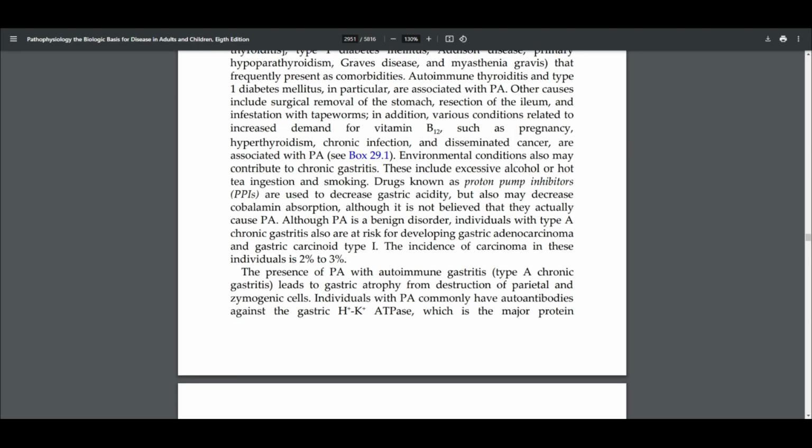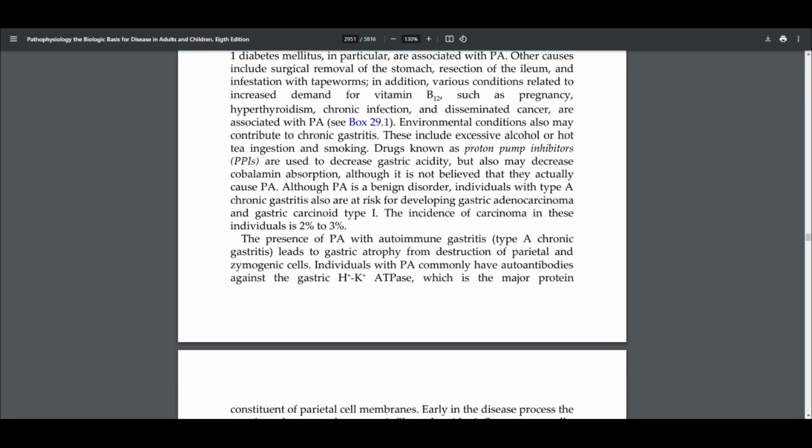Environmental conditions also may contribute to chronic gastritis. These include excessive alcohol or hot tea ingestion, as well as smoking. Drugs known as proton pump inhibitors, or PPIs, are used to decrease gastric acidity, but also may decrease cobalamin absorption, although it is not believed that they actually cause pernicious anemia.